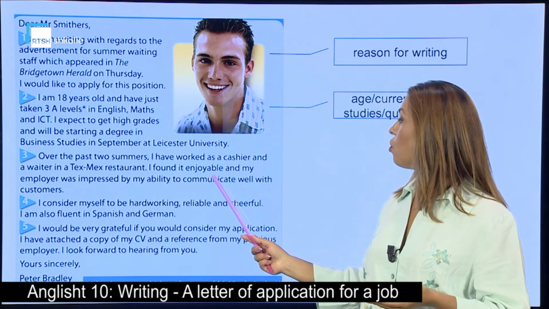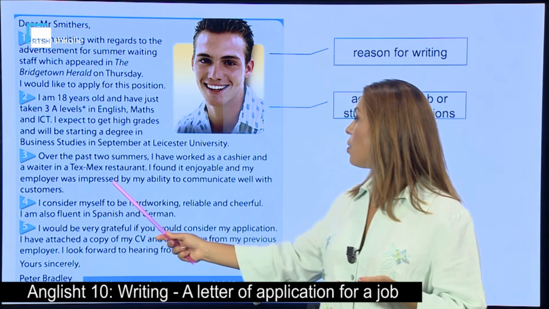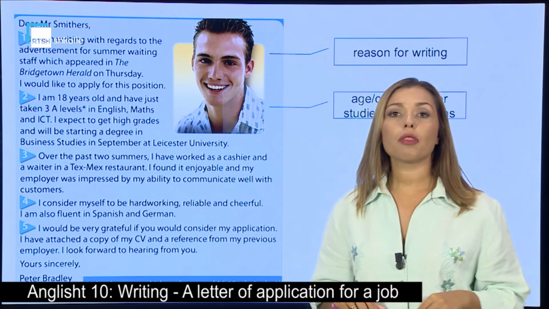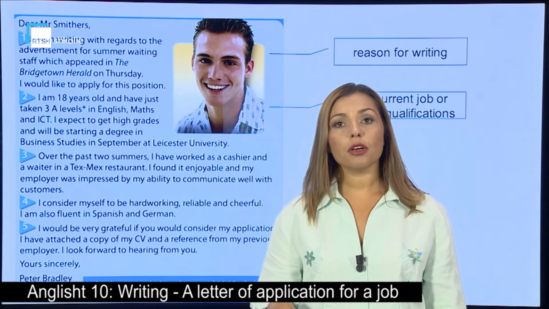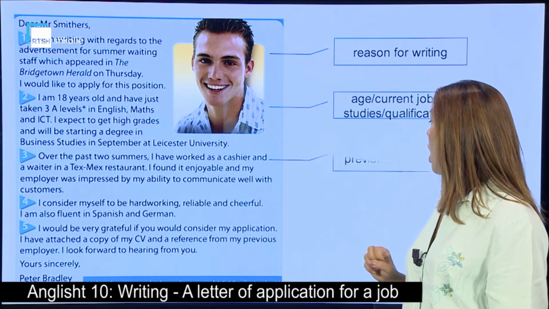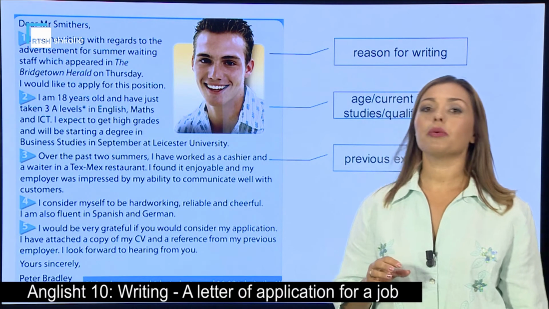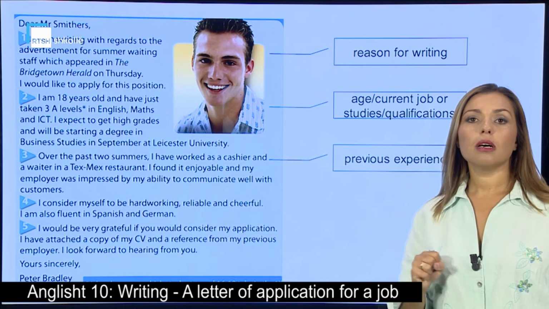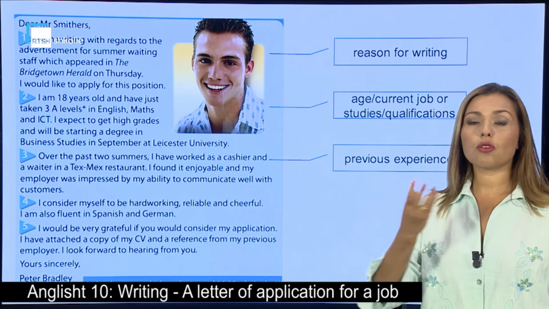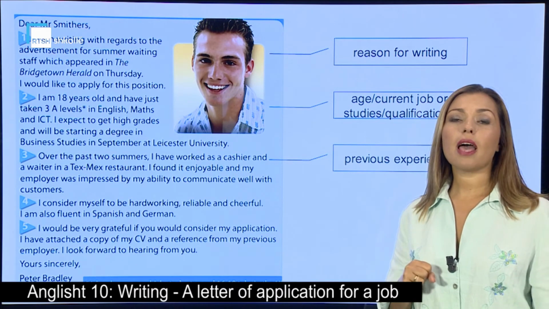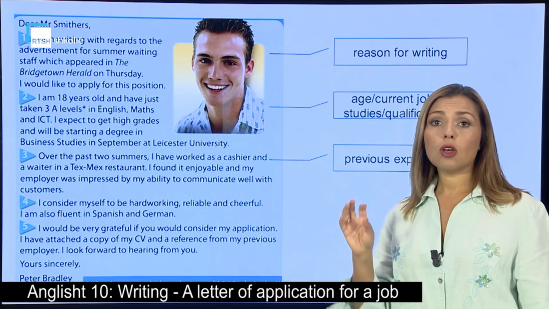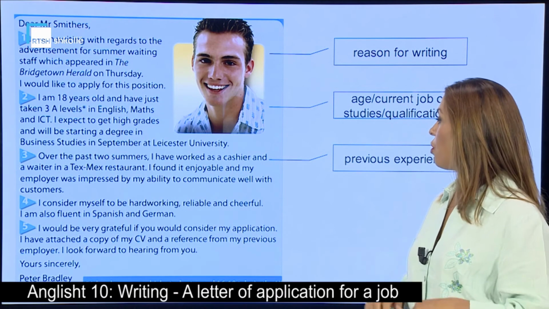I found it enjoyable, and my employer was impressed by my ability to communicate well with the customers. So in the third paragraph, we give our previous experience and maybe some idea or an impression that the clients or the boss might have of us. Don't forget the experience has to be relevant to the job that you are looking for.